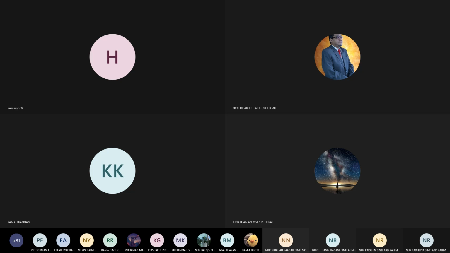If we look back at the main cause of valvular heart disease, whether it becomes stenosis or regurgitation, the main cause is rheumatic heart disease. But there are also other causes of valvular heart disease.